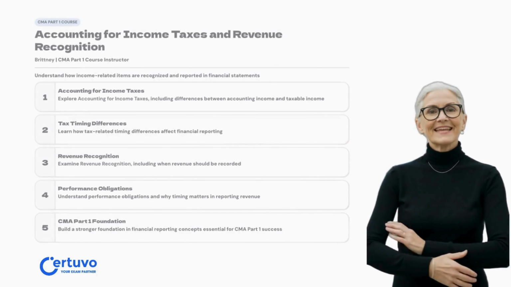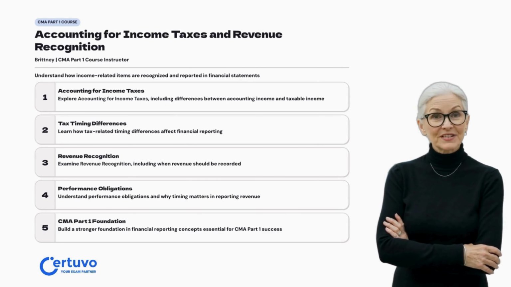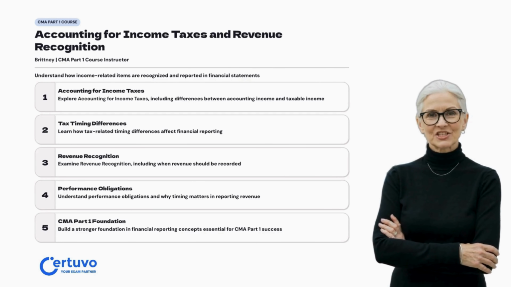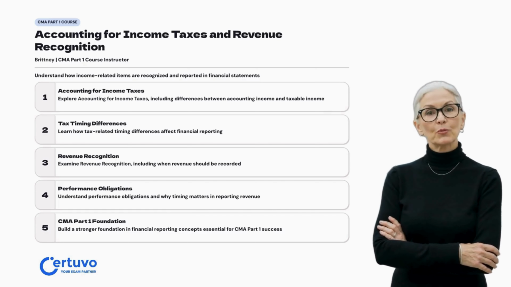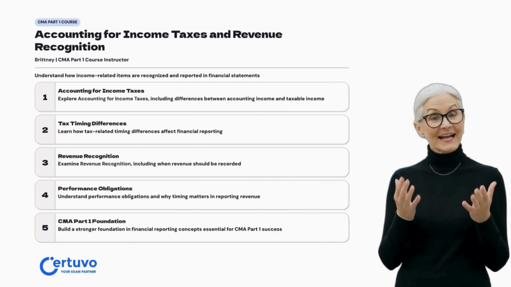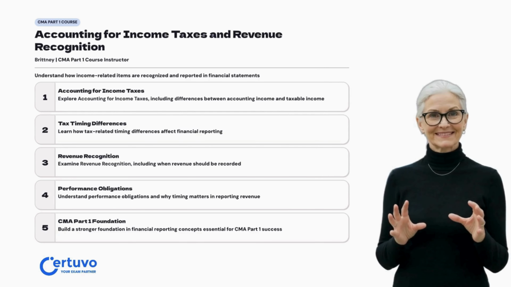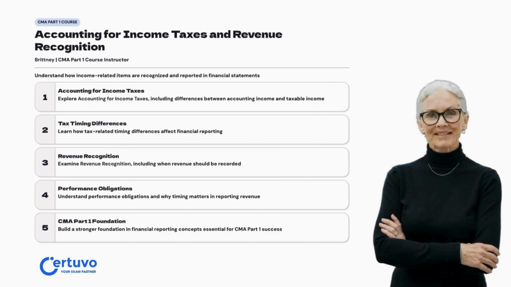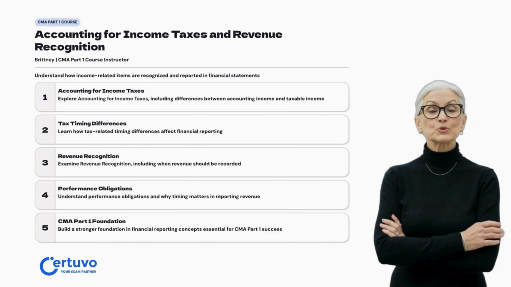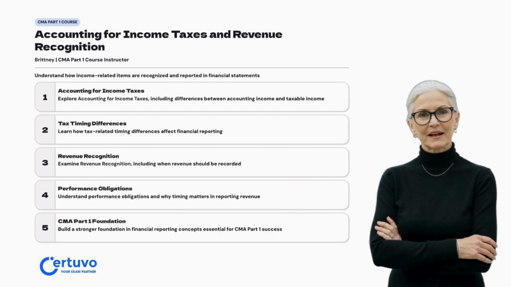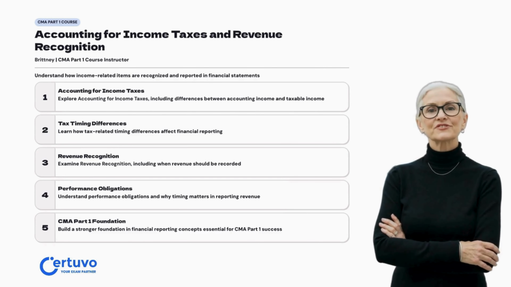In this module, we'll be covering accounting for income taxes and revenue recognition, an important area of financial reporting that focuses on how companies recognize, measure, and report income-related items in the financial statements. We'll begin with accounting for income taxes, where you'll learn how differences between accounting income and taxable income affect reporting and why those differences matter.